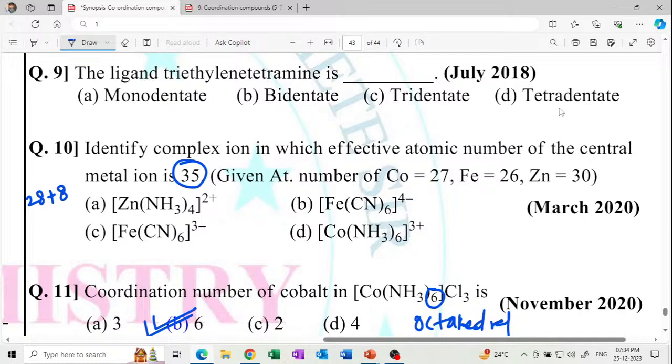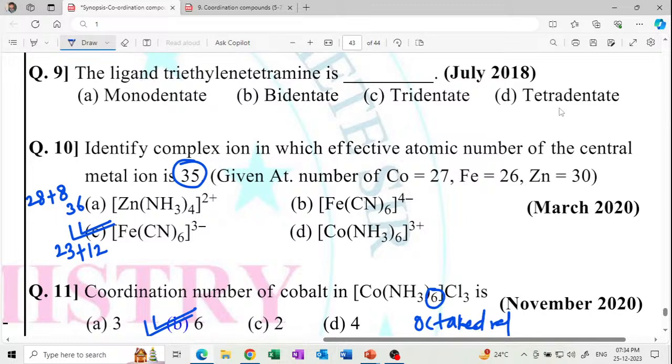Get it. So in this complex it will be 36. Fe has 26, okay, and then oxidation state +3, so 23. So this is 23 plus ligand donation, how much? 12. Yes, this is your answer. Option number C is correct. Get it?